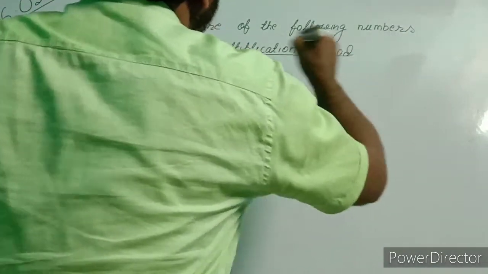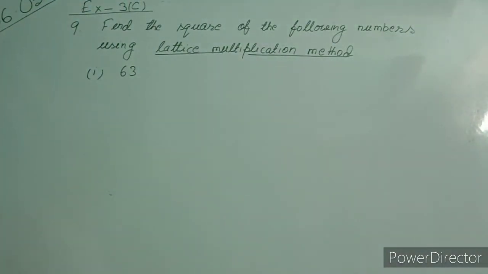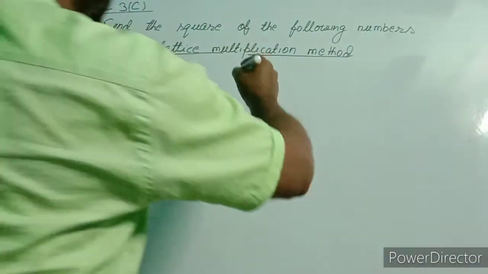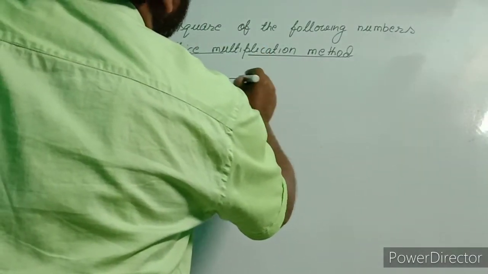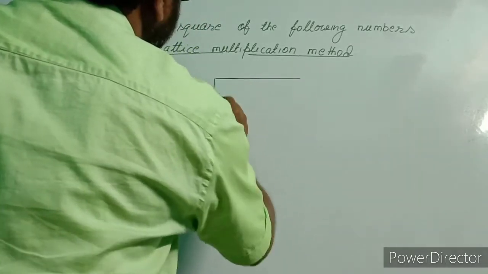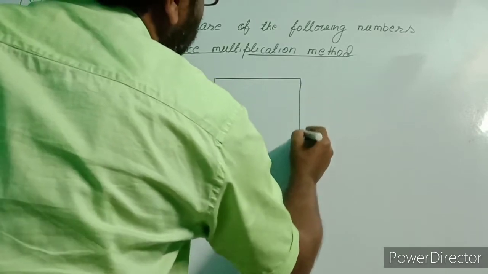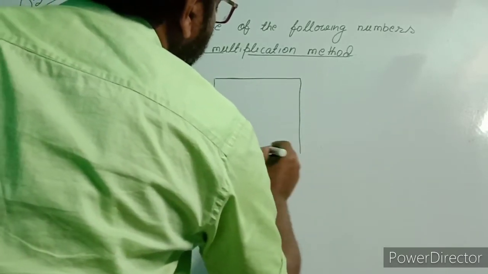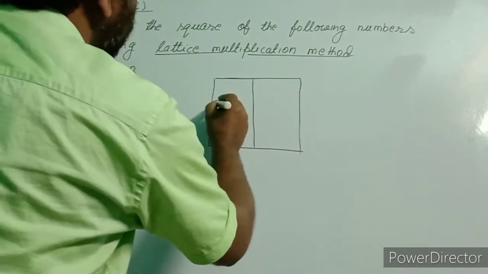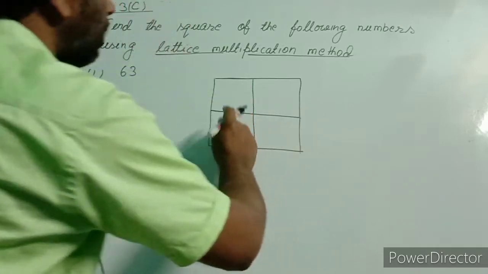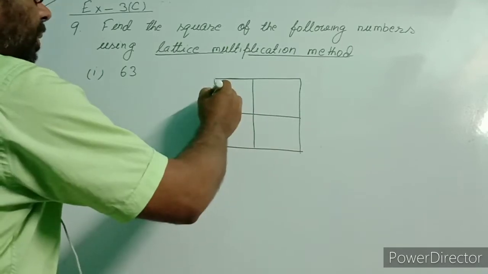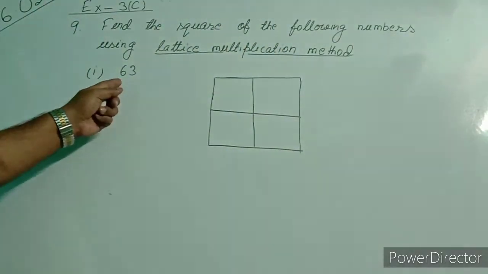A very unique pattern to find the square of the given number. First of all, you count the number of digits. These are 2. We make the chart of 2 columns and 2 rows. Why these 2? Because the number of digits are 2.